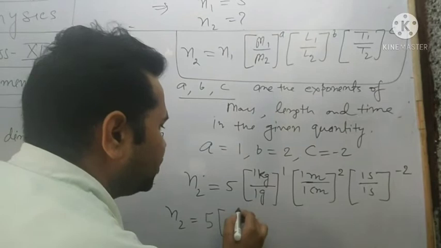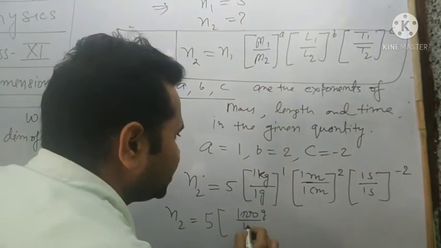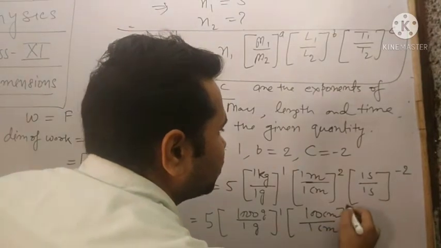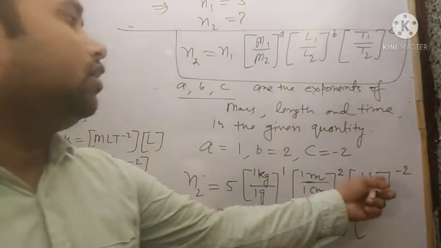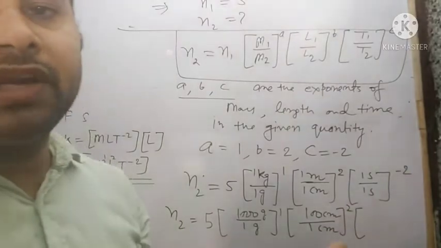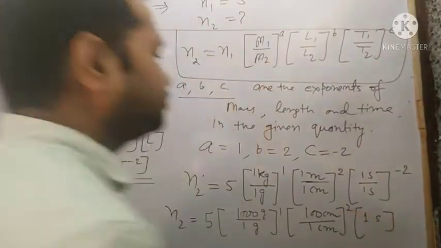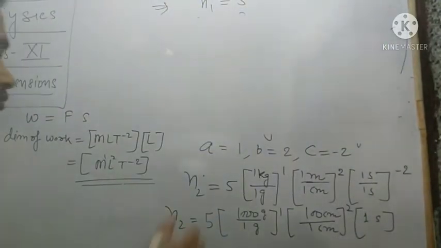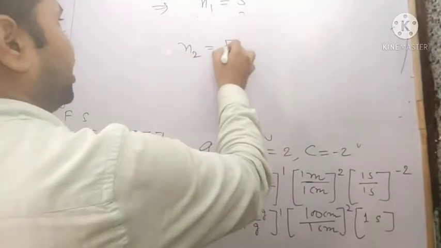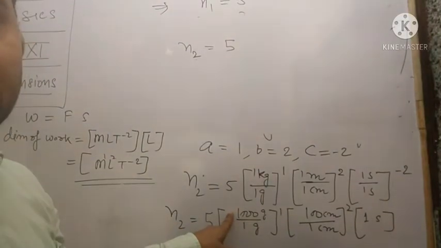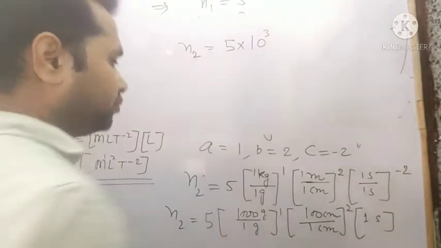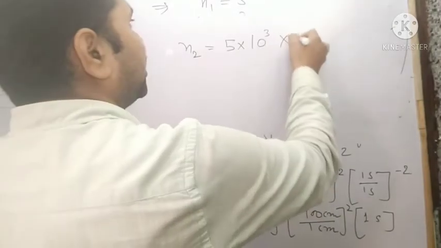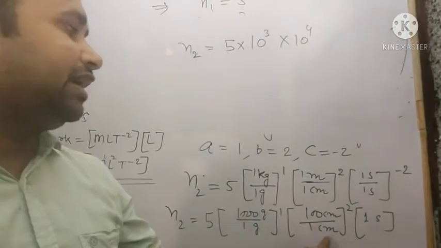Finally then 5, and this is 1000 gram upon 1 gram, and this is 100 centimeter upon 1 centimeter, to the power 2, and this is 1 second to the power minus 2, which is just 1. Now let's simplify this equation. This 1000 means 10 to the power 3, and 100 to the power 2 means 10 to the power 4. The units are gram, centimeter square, and second.